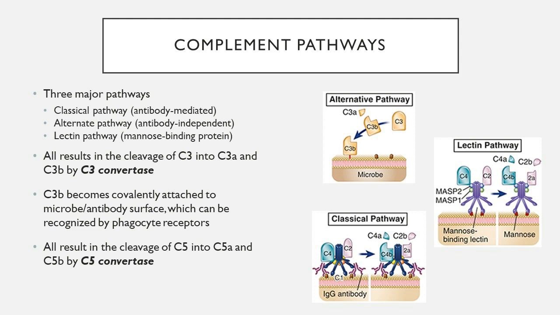Now, the important thing I want to highlight first of all is that all three of these processes result in the cleavage of the complement protein C3 into its two subcomponents, C3a and C3b, by the enzyme C3 convertase. C3b is what becomes covalently attached to the microbe and antibody surface, and this is what gets recognized by phagocyte receptors. C3b is also involved in the conversion of C5 complement protein into its two subcomponents, C5a and C5b, by C5 convertase, and then so on continues the complement pathway.